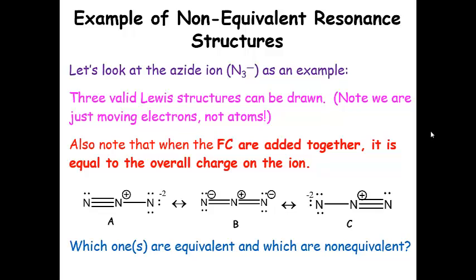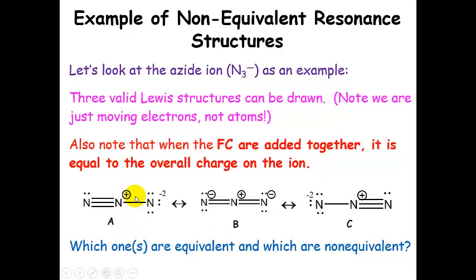Now, note in these three structures that we've drawn down here, all I've done is move electrons around. I have not moved the atoms. Okay? And so that's going to be true for all of the resonance forms that we draw, that we are not allowed to move atoms. We're only allowed to move electrons. Okay, so now also notice, and this is really important, that if you add up all the formal charges on this structure, like -2 plus 1 is going to give overall -1, and notice that's the overall charge on the ion. That needs to always be true for a valid resonance form.